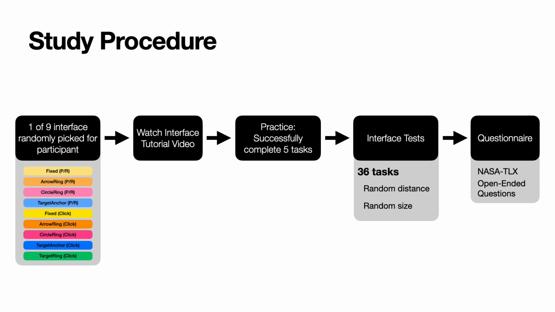The participant first watches a short tutorial video that introduces them to the interface and the task. They then practice using the interface until they successfully complete at least 5 tasks. Then they move on to the main part of the study, where they complete the 36 task variations at their own pace. Afterwards, they are asked to respond to a questionnaire with some standard and custom Likert skill questions, as well as open-ended questions about the interface.